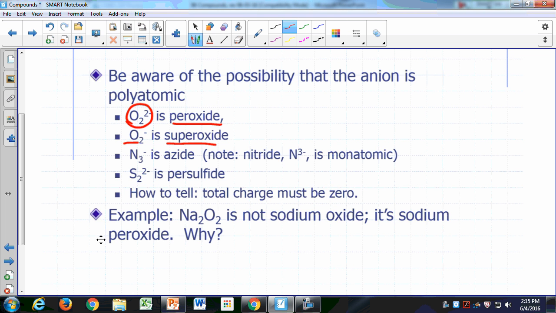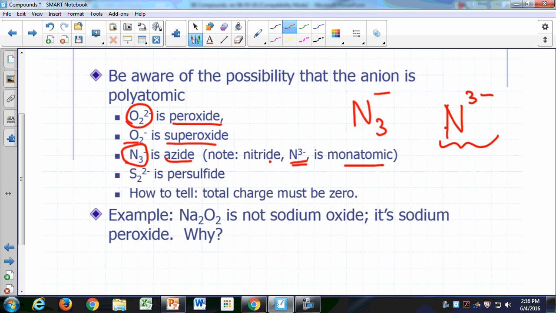O2 with a -1 is superoxide. Three nitrogen atoms forming a polyatomic ion with a charge of -1 is called azide. Note that this is not the same as N with a -3, nitride, which is monatomic. N3 with a -1 is azide, N with a -3 charge is nitride. This is monatomic, and this is polyatomic.